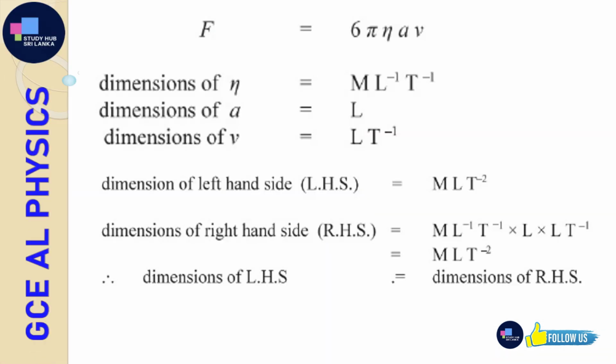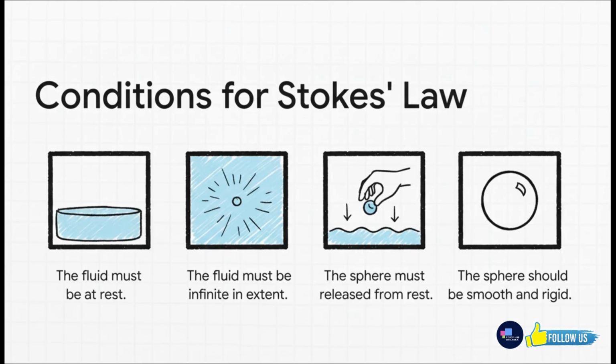And just like with Poiseuille's equation, Stokes' law works best under a set of ideal conditions. The fluid shouldn't be moving, and it should be really large compared to the sphere. We say infinite in extent, which just means the walls of the container aren't close enough to interfere, and the sphere itself should be perfectly smooth and rigid and dropped from a standstill. For your exam problems, we usually just assume all these conditions are met.